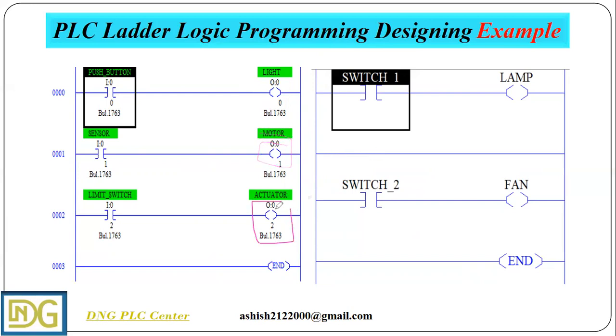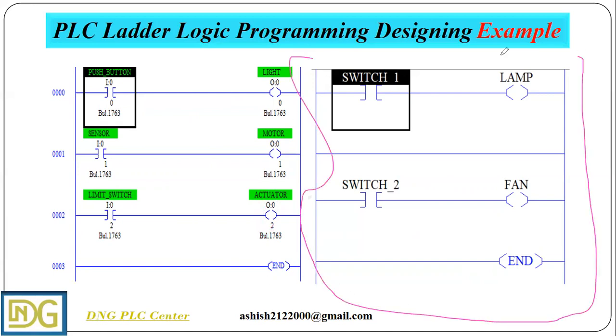As you can see, O/0/2 represents our actuator. When you press the limit switch, electricity flows, and our actuator is energized and moves forward. And the program on the right side has some mistakes.